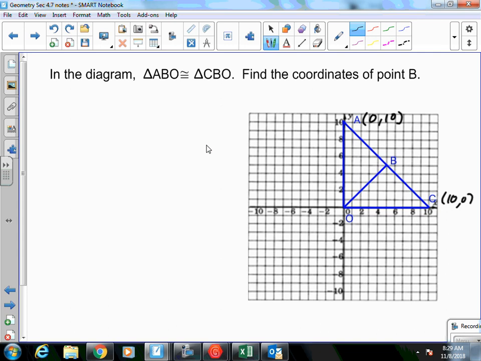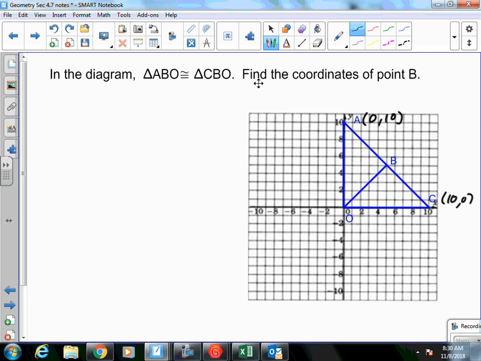All right, so this one in the diagram, triangle ABO is congruent to triangle CBO. Find the coordinates of point B. And yes, I'm very aware that if you look at the picture, you can pretty much tell exactly what the coordinates of point B are. But in other problems like this, it may not be quite as simple to just look at the graph and write the point down. That intersection could be in between points, so you'd have to guess, is that a half? Is it a third? What is that? So we're going to approach this like we can't see where that point B is.